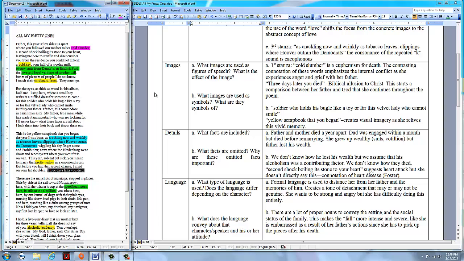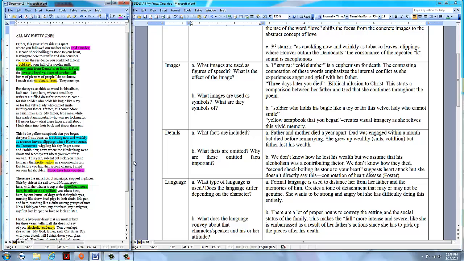The use of 3 days later you died and the biblical allusion to Christ, which is in the third stanza, we felt that this was the beginning of the comparison between her father and God, and that was going to be continuing on throughout the poem.